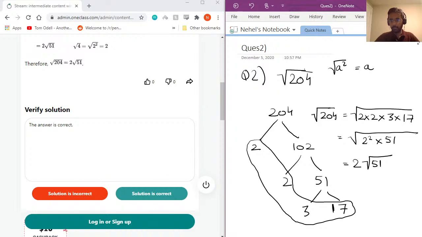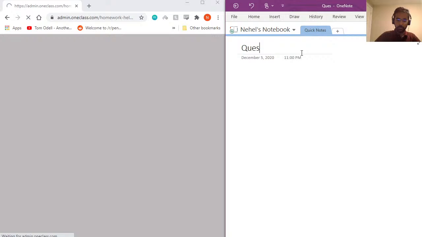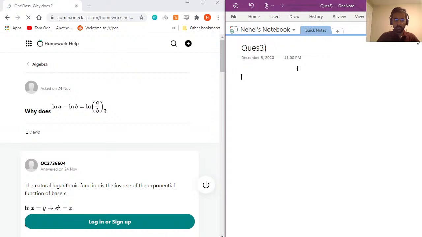Perfect. Let's get on with question number 3 for today. So in this question we have to prove why log of a minus log of b is equal to log of a over b. Okay. So question 3, ln a minus ln b equal to ln of a over b.